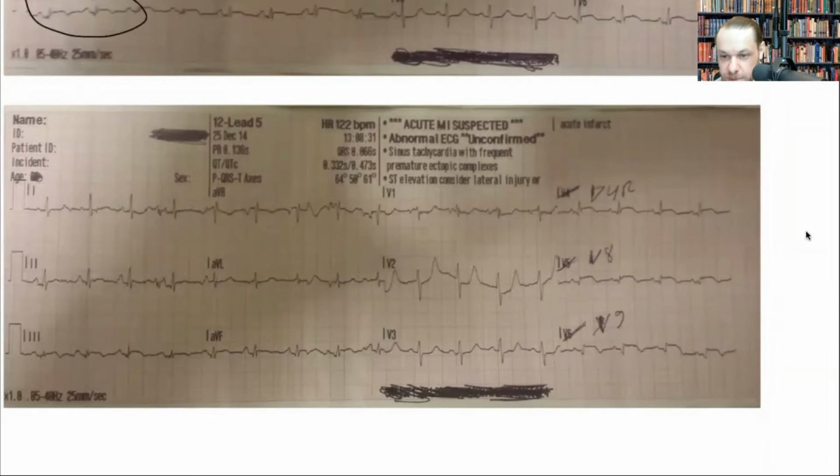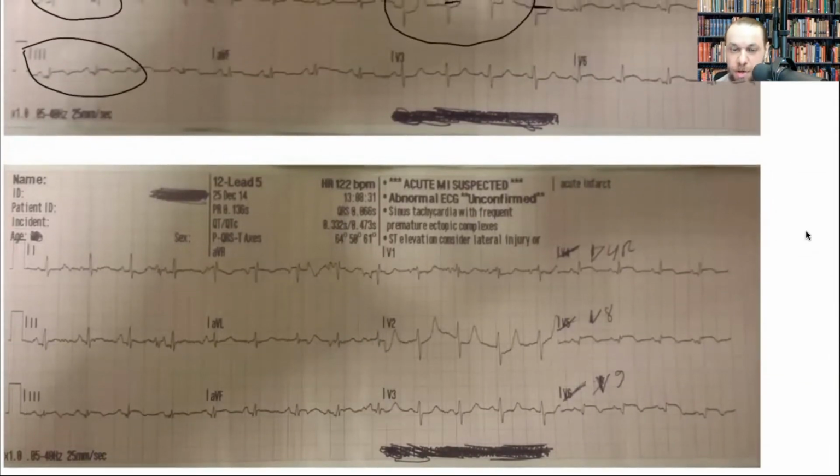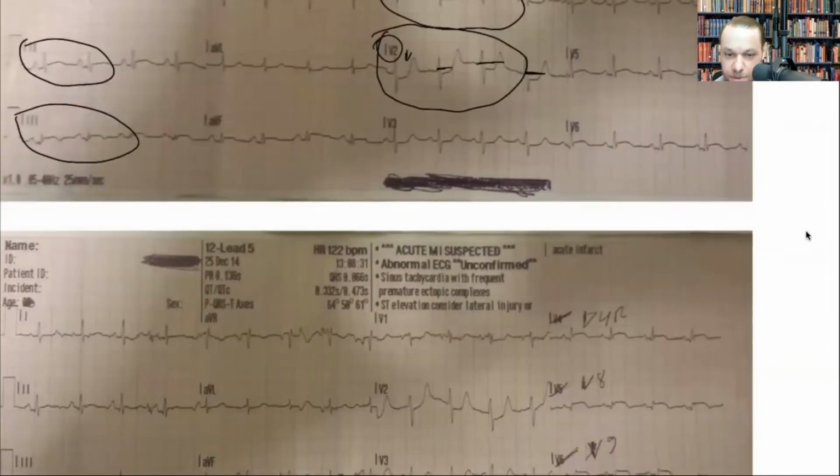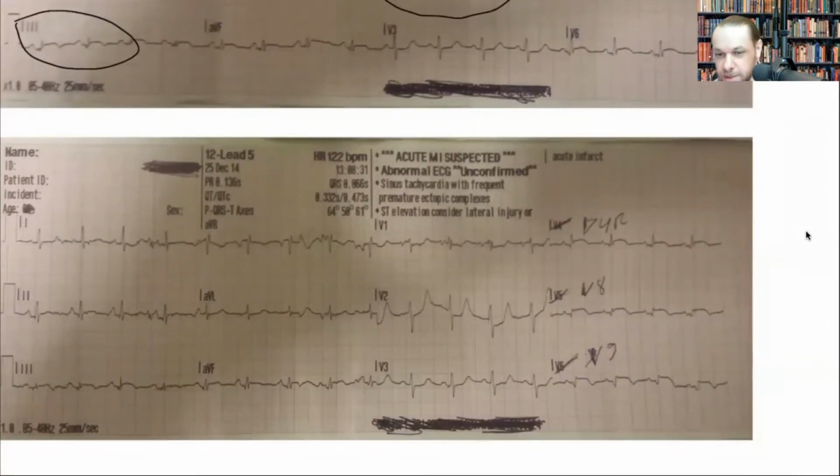Do the V4R EKG. This was a call I was on with Joe, and Joe looked at me like I was crazy when I started placing leads in the back. And then we took this person to the cath lab. We saw they opened up the coronary artery, so they salvaged the myocardium, right? So be very attentive to the complaints. This turned out to be the right coronary artery, and there was a posterior descending blockage. It was 100% blockage.